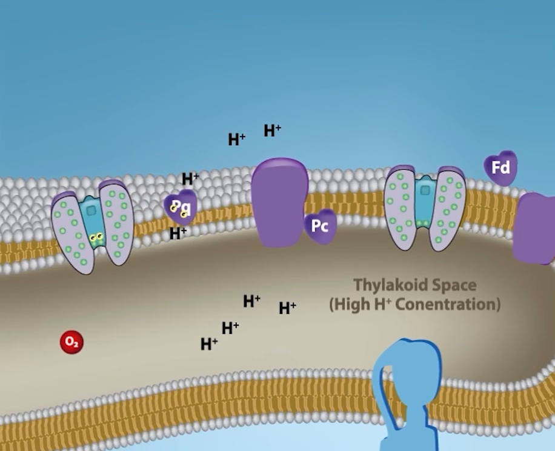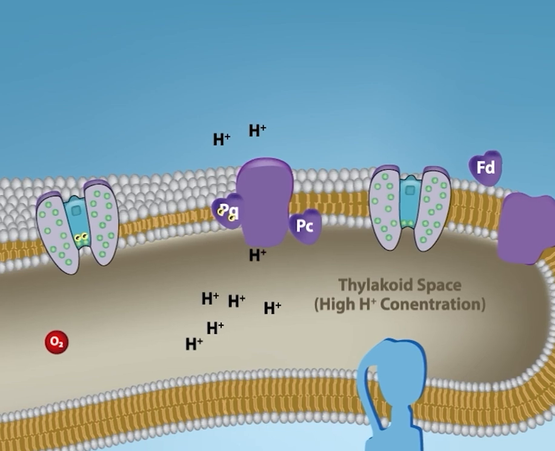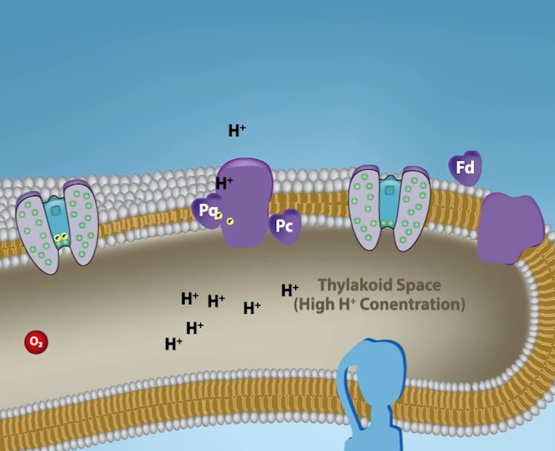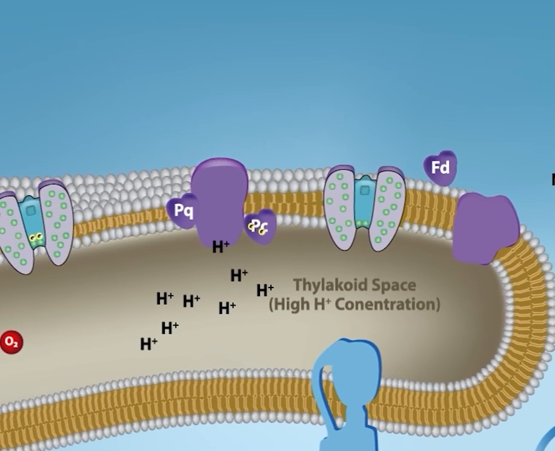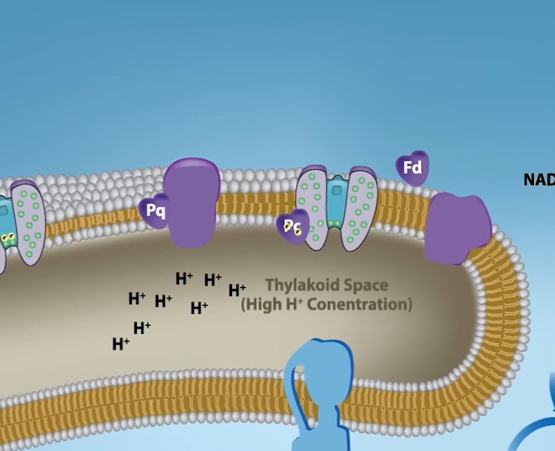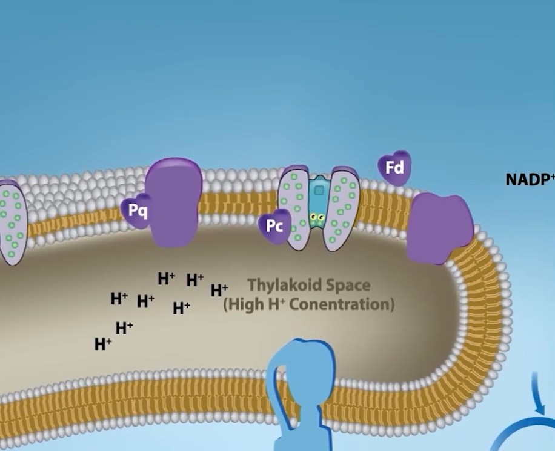As electrons move through the proteins that reside between PS2 and PS1, they lose energy. This energy is used to move hydrogen atoms from the stromal side of the membrane to the thylakoid lumen. Those hydrogen atoms, plus the ones produced by splitting water, accumulate in the thylakoid lumen and will be used to synthesize ATP in a later step.